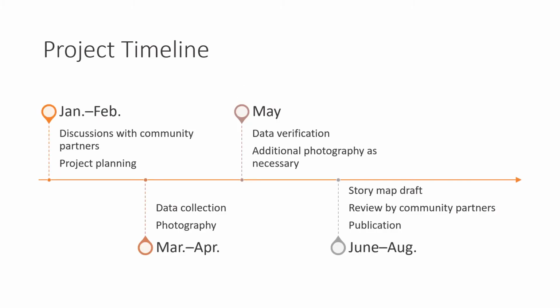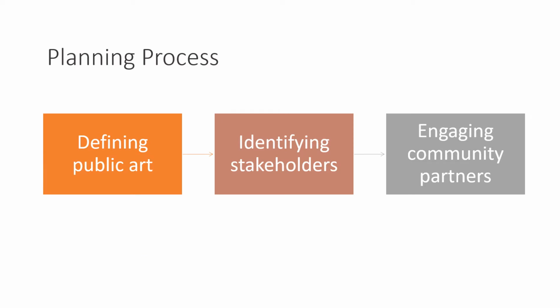Our original project timeline began with the project planning in January and February. We then planned to do the majority of data collection in March and April with efforts to validate this data in May. Then we planned to create the story map throughout the summer. Our project planning process began with defining community art and then focused on identifying stakeholders and engaging with our community partners.